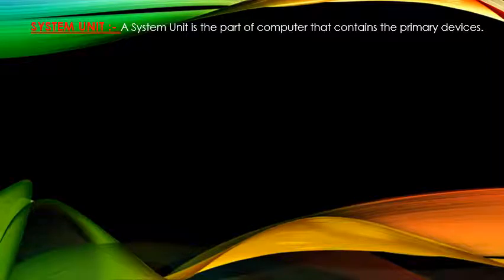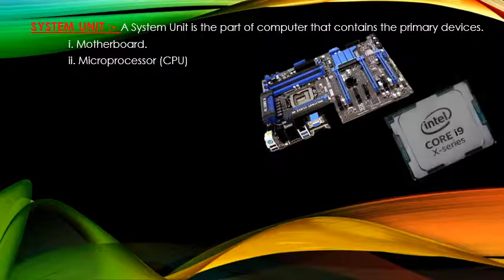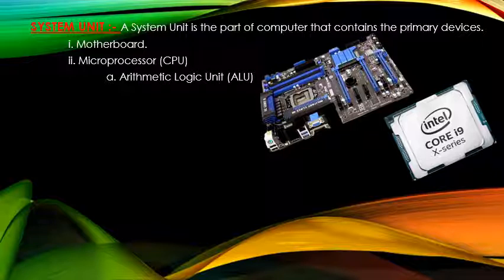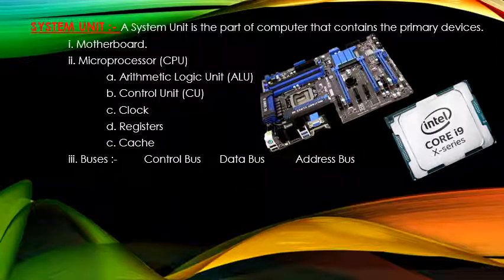The first is the system unit. A system unit is the part of the computer that contains the primary devices, that is the motherboard. Here you can see the picture of the motherboard, and the microprocessor or CPU. This is the picture you can see. The microprocessor consists of a few major parts: the arithmetic and logic unit, ALU, the control unit which controls all the functions, clock, registers, and cache. Number third is buses. These are the parts over which all the data travels here and there between different components.